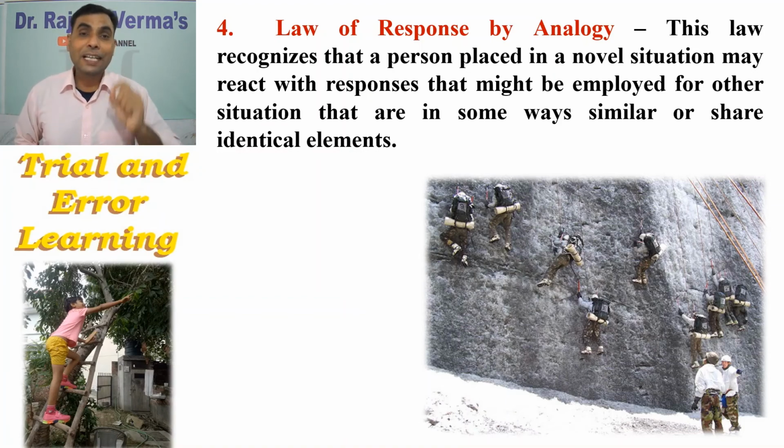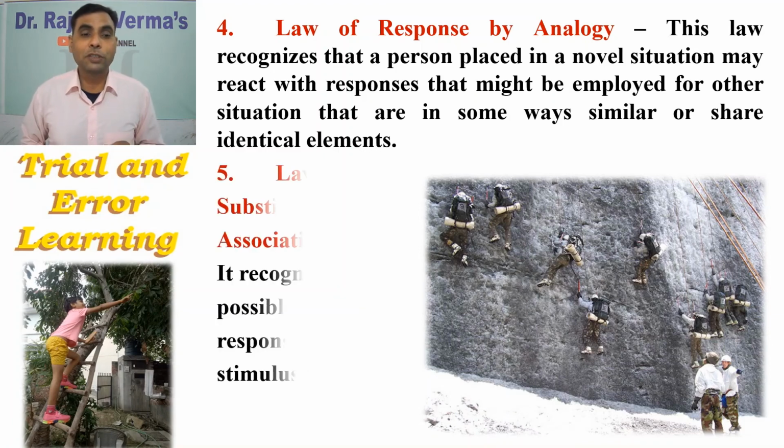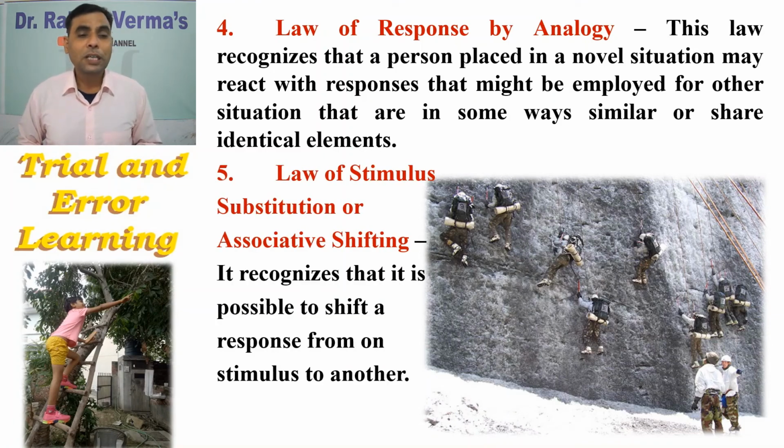Okay, and the fifth and the last subsidiary law given by Thorndike was the law of stimulus substitution or associative shifting. This law recognizes that it is possible to shift a response from one stimulus to another. At a particular stimulus, we are responding with a particular response. But if you change the stimulus in that situation, we are likely to apply the similar response. It means we can shift the response from one stimulus to another stimulus. That is the shifting.